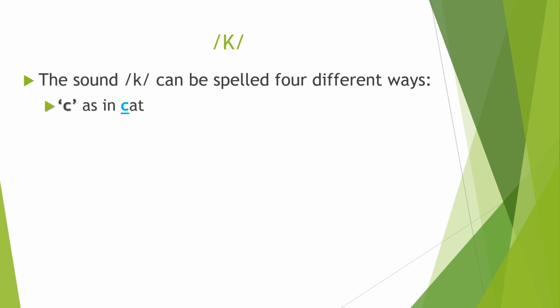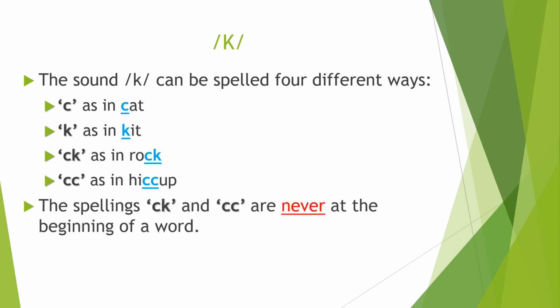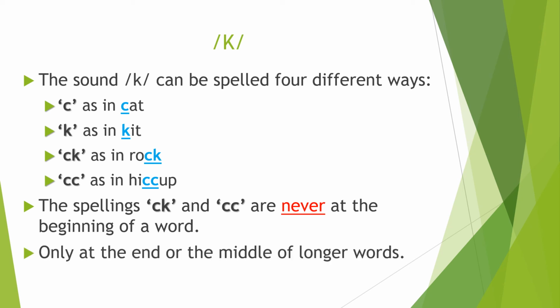Remember, k can be spelled with a C as in cat. K can be spelled with a K as in kit. K can be spelled with a CK as in rock. And k can be spelled with a CC as in hiccup. Remember, the spelling CK and CC are never at the beginning of a word. They are only at the end or the middle of longer words.